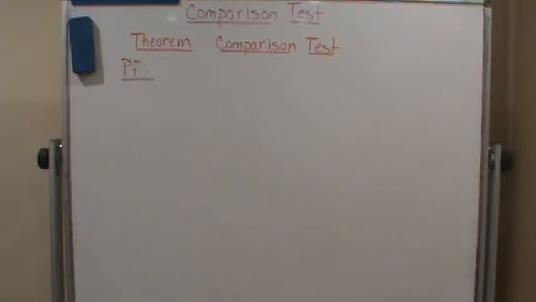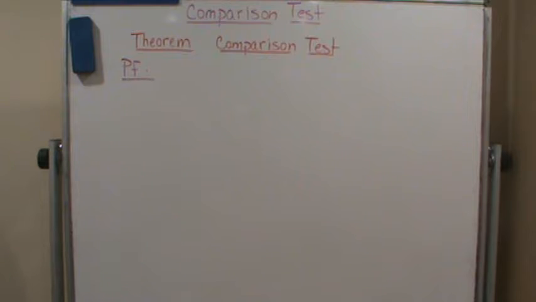It says, suppose there exists an integer, capital N, such that 0 is less than or equal to a sub n, which is less than or equal to b sub n for all n greater than or equal to capital N. Then it says, if the infinite series of b sub n converges, then so does the infinite series a sub n converge.